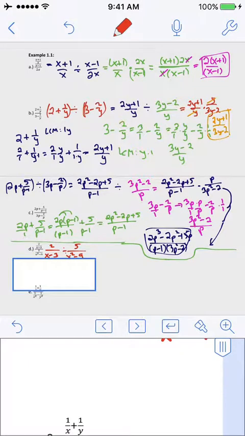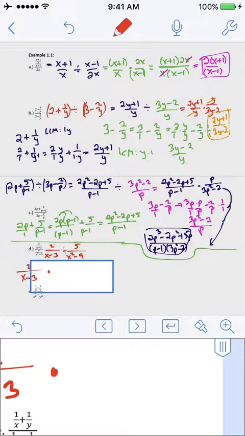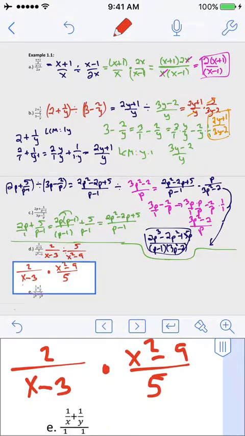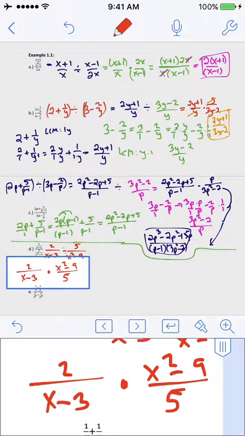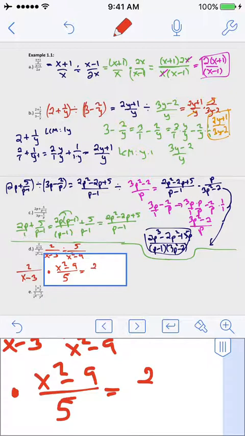Let's go ahead and switch that. So 2 over x minus 3. Now instead of divided by this, I'm going to multiply by its reciprocal. Luckily, these aren't of this form, so I don't need to change those. And let's see, that top left one looks like a special case to me.